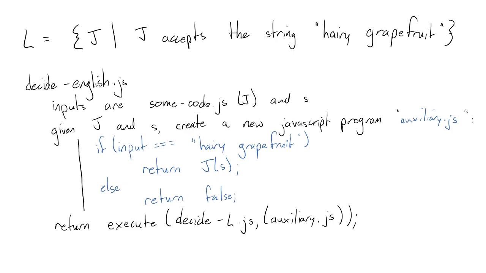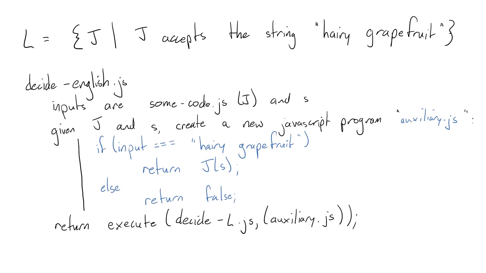Now, given this source code and this input, let's make a new JavaScript program called auxiliary.js. Now, this auxiliary program has an input, which I'm just calling input, and then J and S aren't inputs to the auxiliary program. They're hard-coded in there. You see that? We call J of S, but just kind of assume that all of the source code for J is dumped right there with S kind of already put in as a parameter. Right? We're actually creating this auxiliary.js file as part of running decide-English.js, and then we'll execute it later.